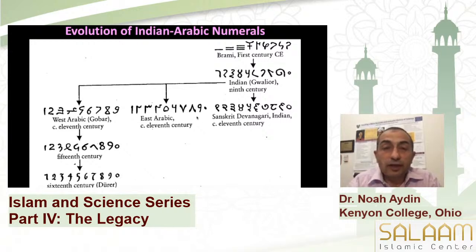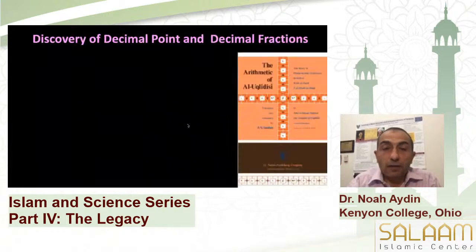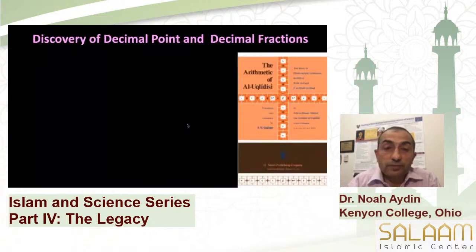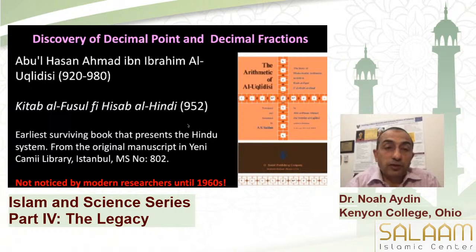The thing about this number system is that the system from Indians was only for whole numbers, integers. It did not include decimal fractions. So it turns out that a Muslim scholar, as far as we know, based on best available research, was the one who introduced the decimal point and decimal fractions to this number system.